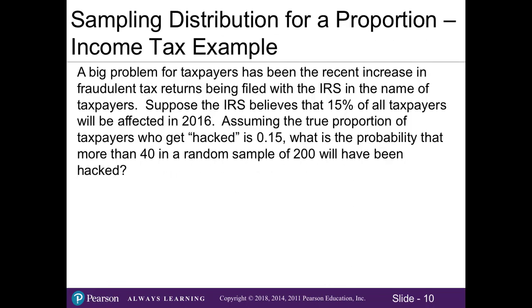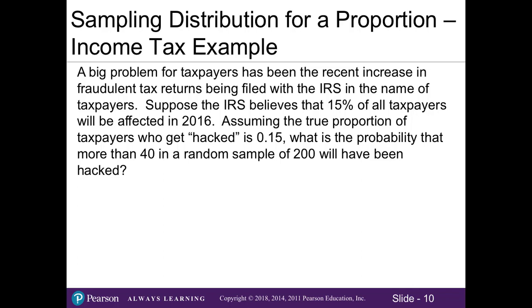So a big problem for taxpayers has been the recent increase in fraudulent tax returns being filed with the IRS in the name of taxpayers. So suppose the IRS believes that 15% of all taxpayers will be affected in 2016. Assuming the true proportion of taxpayers who get hacked is 0.15, what is the probability that more than 40 in a random sample of 200 will have been hacked?